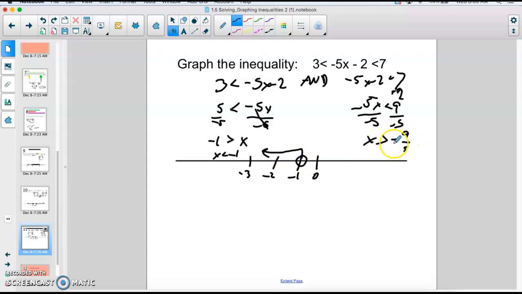Okay, and then negative 9/5, that's negative 1.8. Okay, so probably right about here. Again, open dot. And x has to be greater than that, and so we're headed this way. And so the solution area is right here. Basically between negative 1 and negative 1.8. That's the solution area.